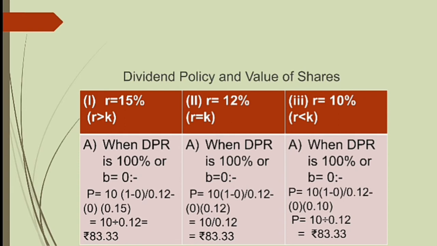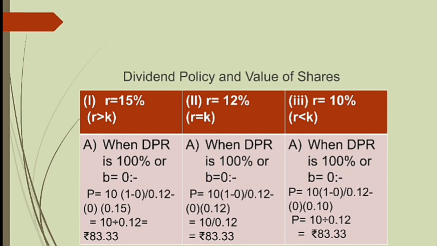So for the value of share according to the principle of dividend policy, we divide the whole sum into three main categories. First one, R equals 15%, that is the condition of R greater than K. The second main condition is R equals 12%, that is the normal firm condition, R equals K. And the third main condition is R equals 10%, that is the declining firm condition, R less than K. So first of all, we have to write on the top of the page by dividing into three main columns: R equals 15%, R equals 12%, and R equals 10%.